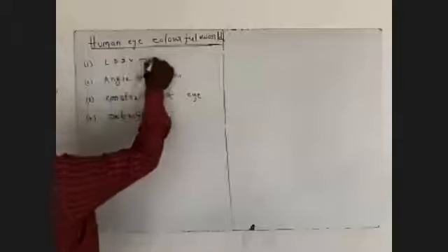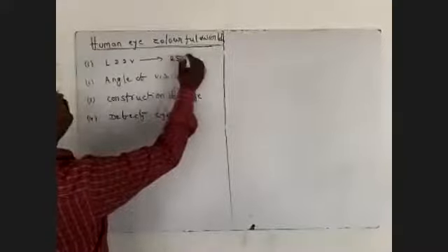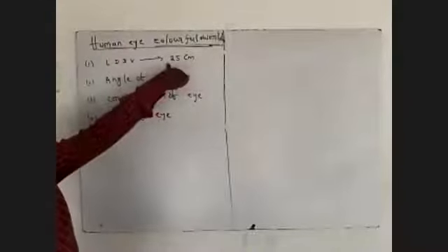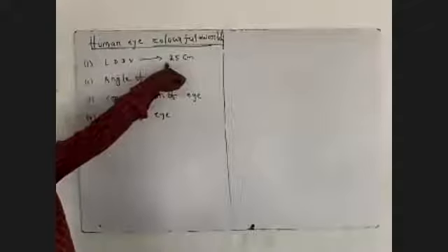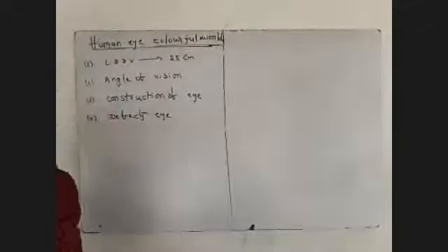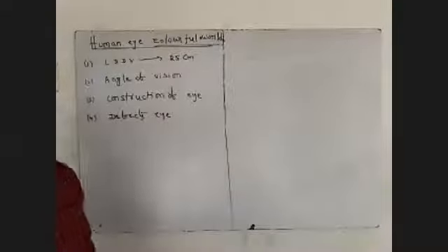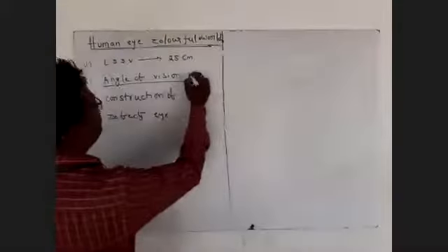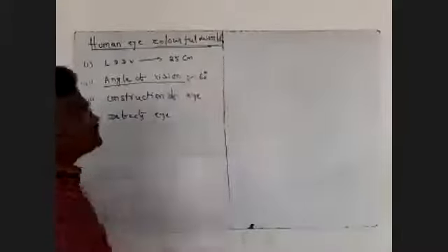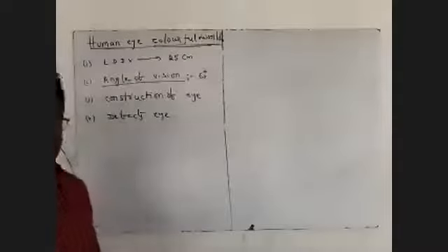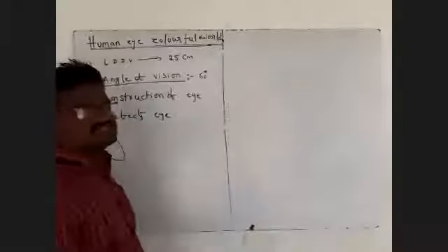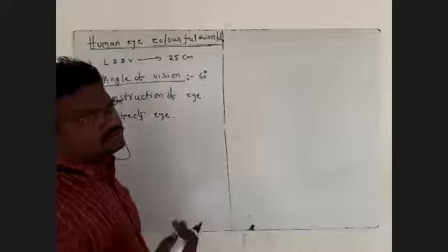Here, for healthy human beings, they have 25 centimeters, and below 10 years they have the LDDV of 8 centimeters to 7 centimeters. Oldest people have the LDDV value of 1 meter or 2 meters. Angle of vision for a healthy person is 60 degrees. Below 60, we are able to see the full part of the object. Above 60 degrees means we are not able to see the full part of the object.